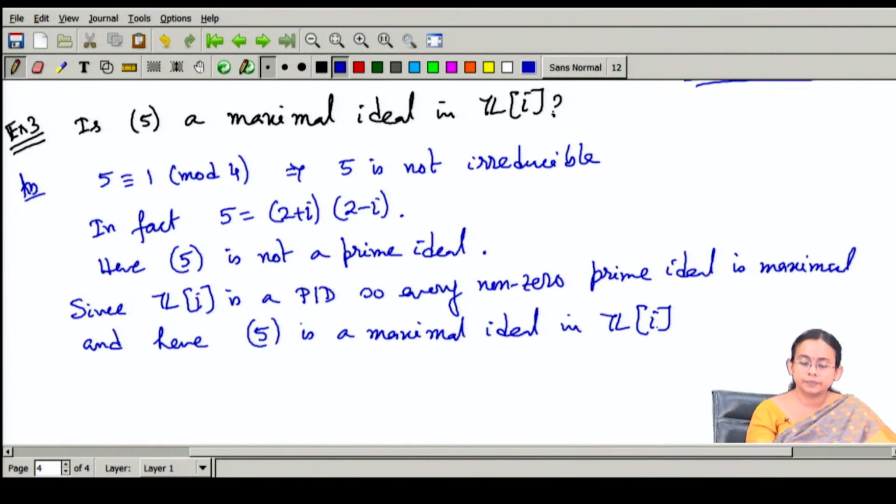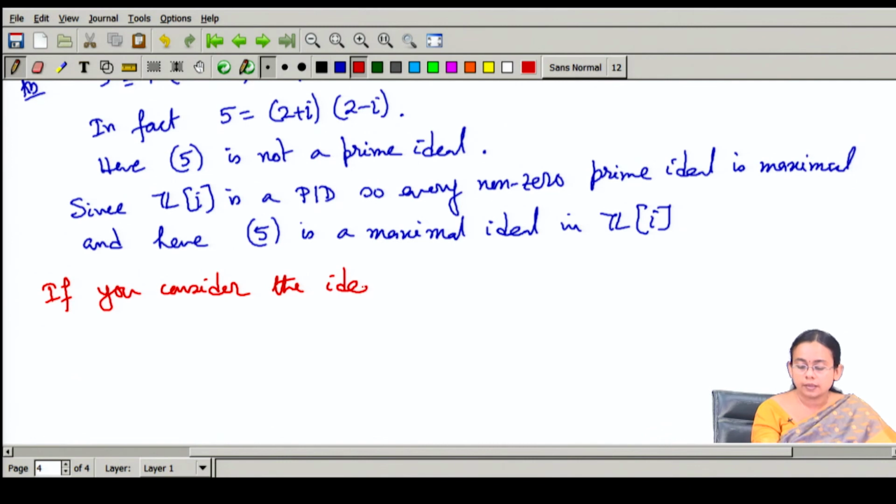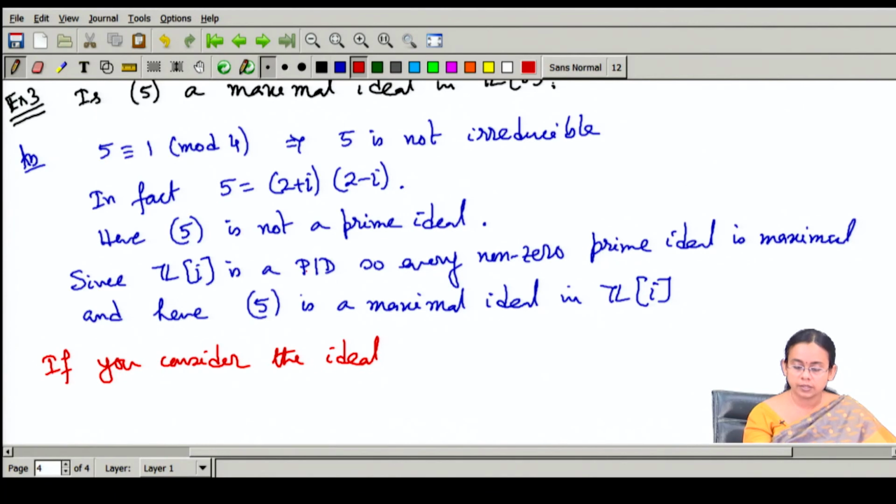On the other hand, if I consider the ideal, there is some mistake. This is not a prime ideal, and hence every prime ideal is maximal, and therefore, there is some mistake I have done here. I am sorry.